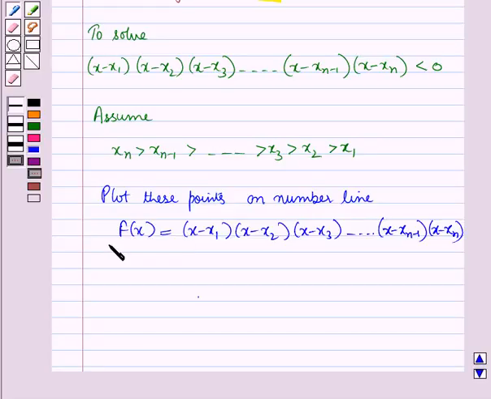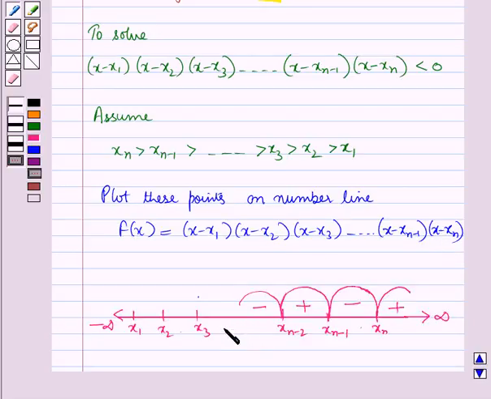And consider a polynomial f of x is equal to (x minus x1) into (x minus x2) into (x minus x3) and so on into (x minus xn minus 1) into (x minus xn). Now here we have drawn a number line in which we have plotted these points.